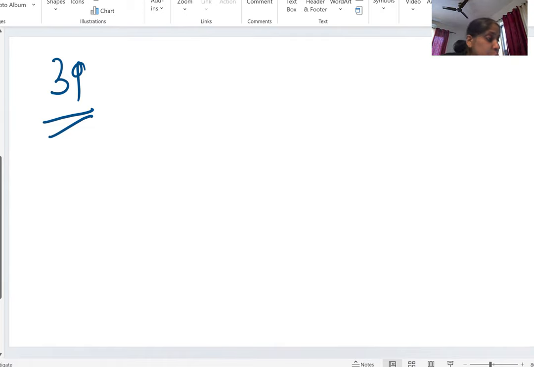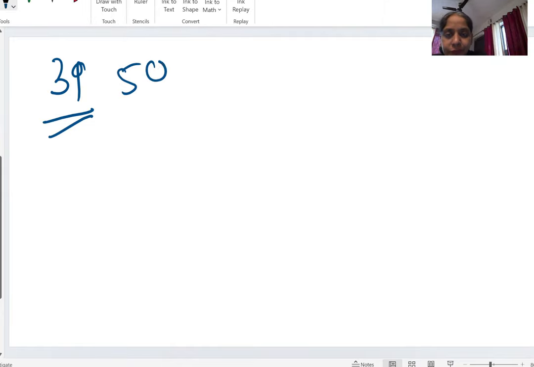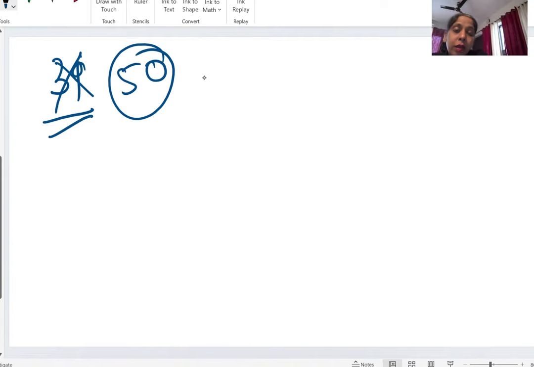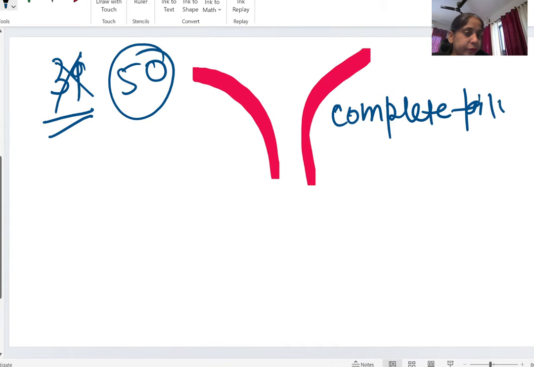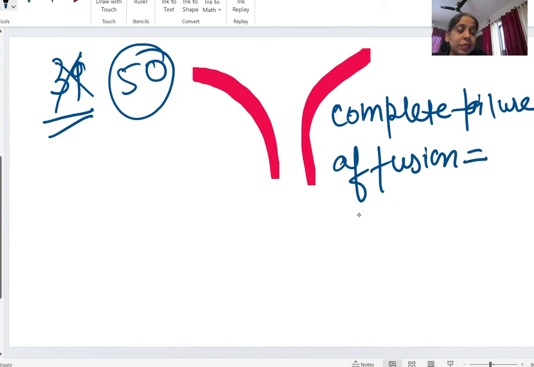Bicornuate uterus is due to incomplete fusion of Mullerian duct. Dr. Sumit, is it okay? These are two ducts. If they don't fuse, then there is uterine didelphys. Complete failure of fusion is uterus didelphys.